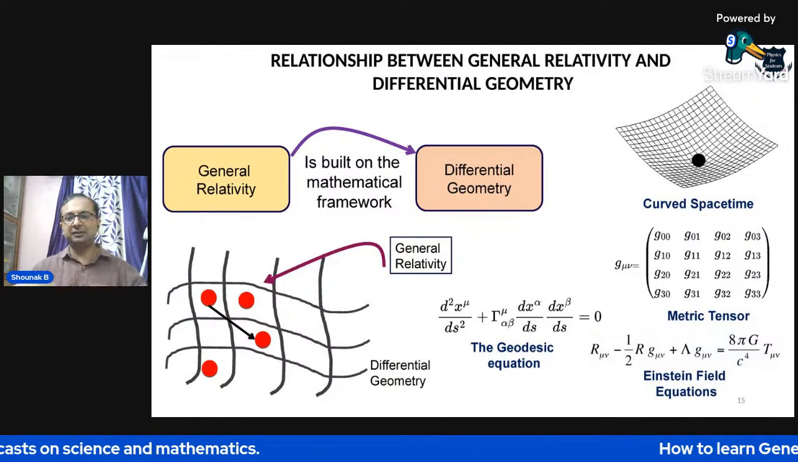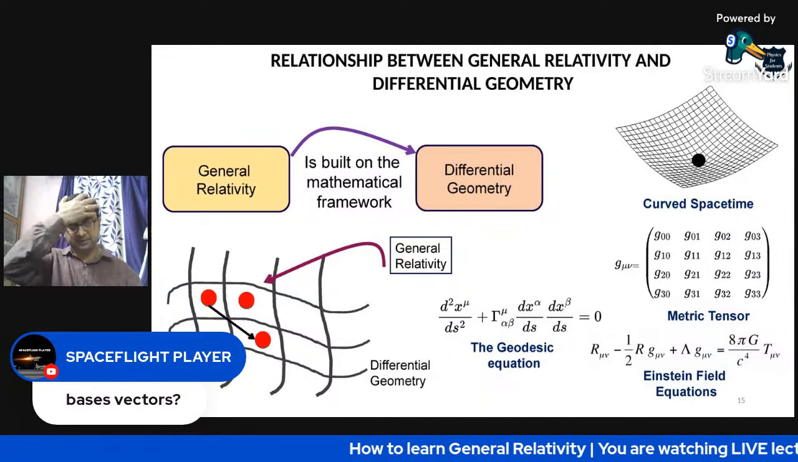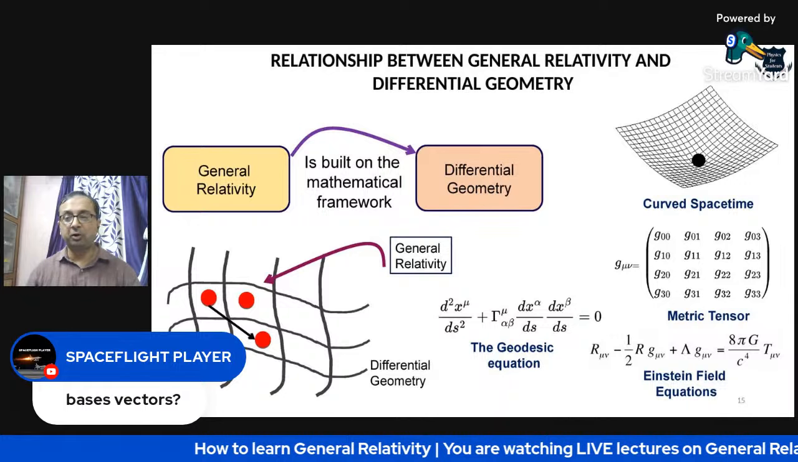And it carries basis vectors. I don't understand space flight. If you can just quickly tell me what is meant by basis.